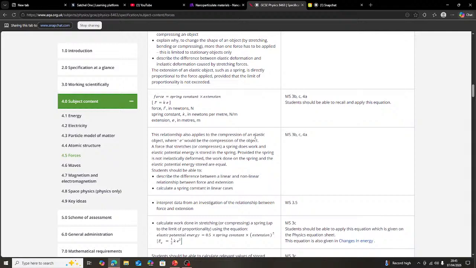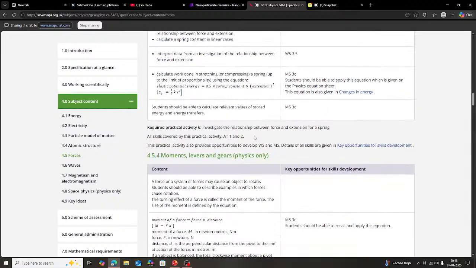So we can do a practical on this, the pulley practical. How does that work? Anyone?